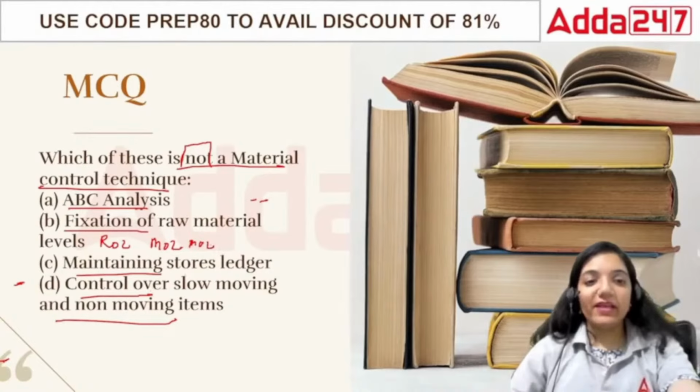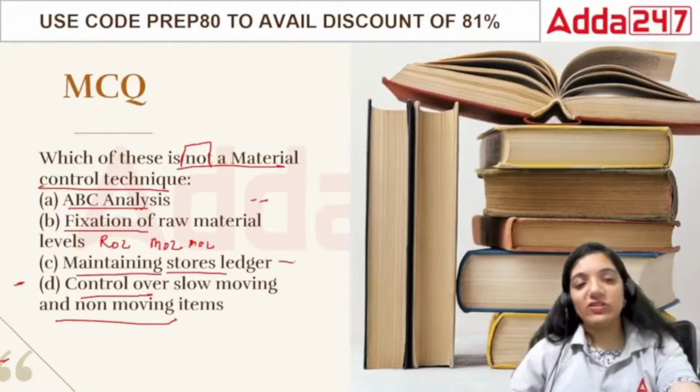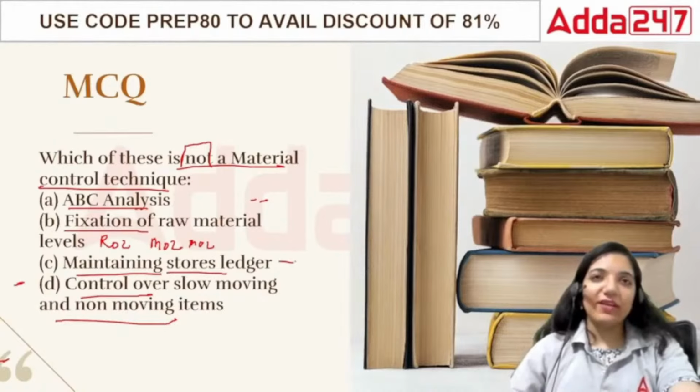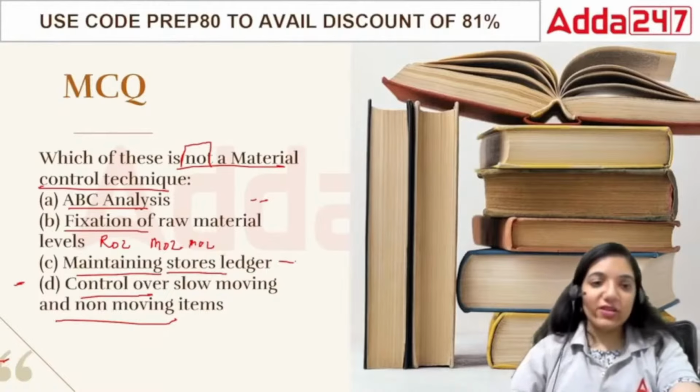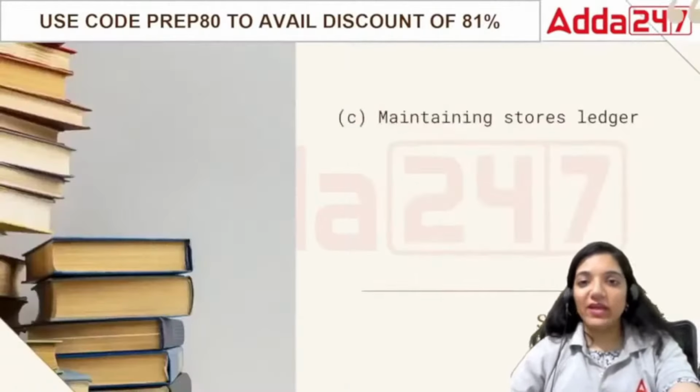Then maintaining stores ledger. This is basically related to the area of knowing what you have in the raw material or in the stores. And last is control over slow moving and non moving items. If we talk about slow moving or non moving items, these items are related to the areas that we need to know which one can be sold very easily and which one would take a lot of time and which one is not being sold at all. So in this case the correct answer would be maintaining the store's ledger.